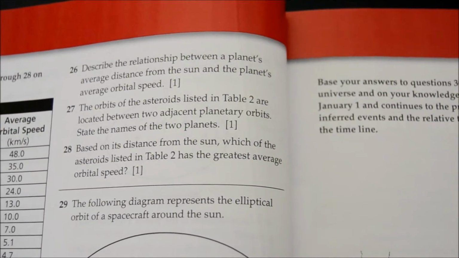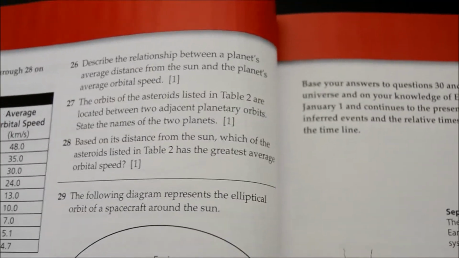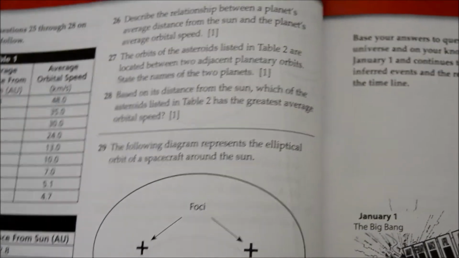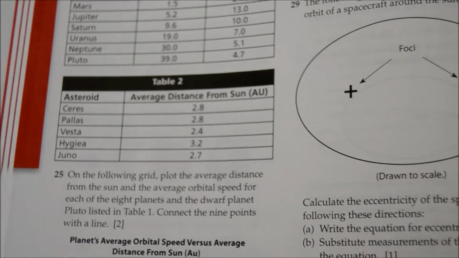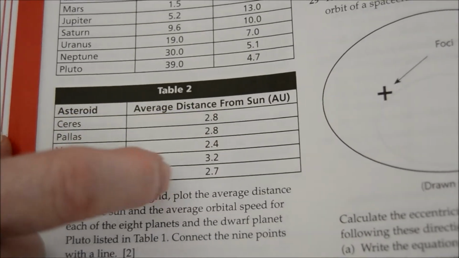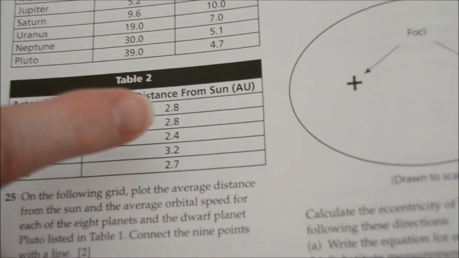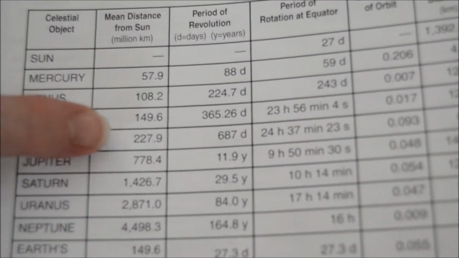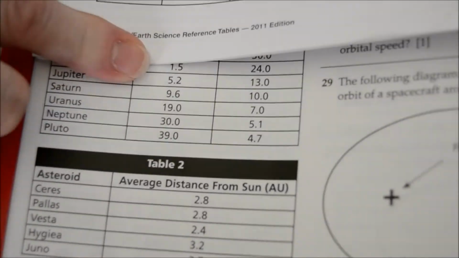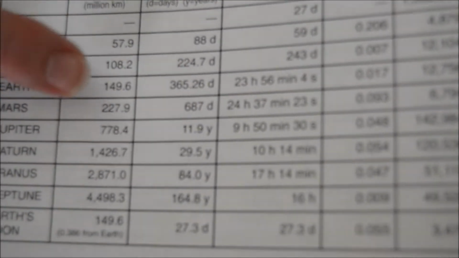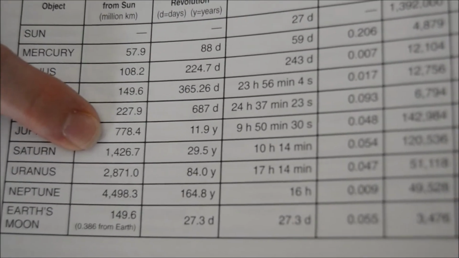27. The orbits of the asteroid listed in Table 2 are located between two adjacent planetary orbits. State the names of these two planets. If you look at your average distance here, you're back to your reference table. So remember, 1 AU is the distance from our sun to our Earth. So I need to basically double it, plus, well, like 2.5 times as much. So distance-wise, you're in between Mars and Jupiter.